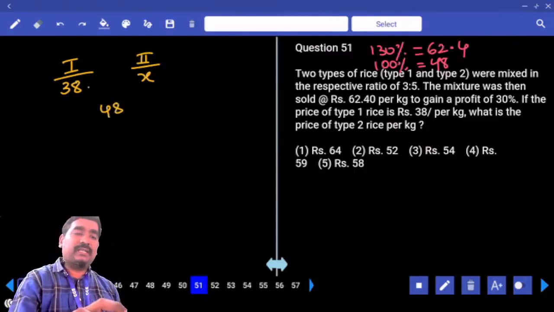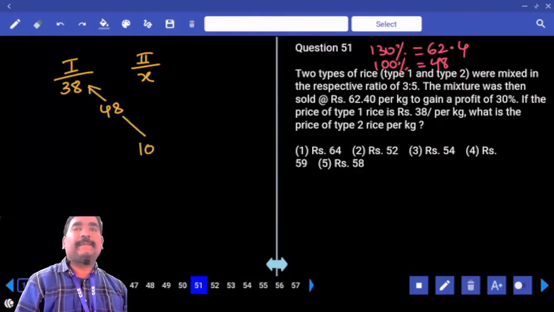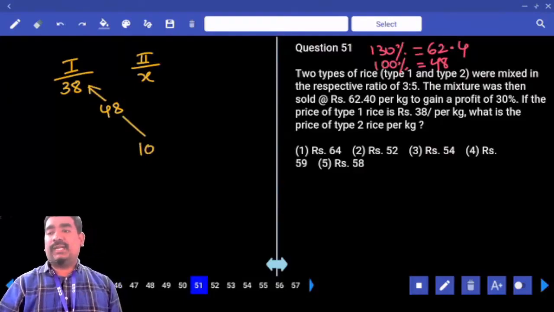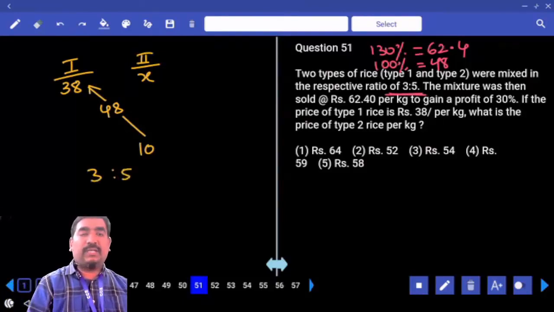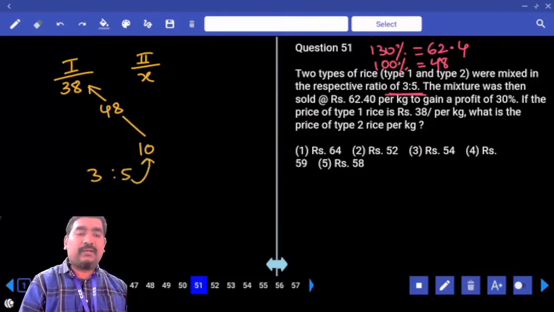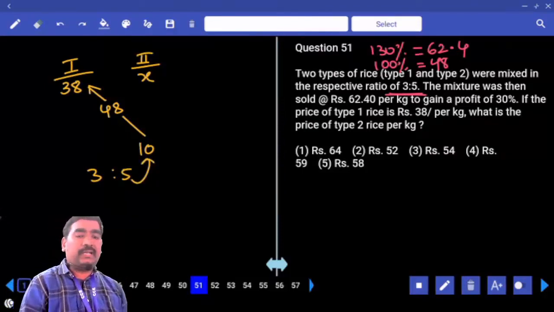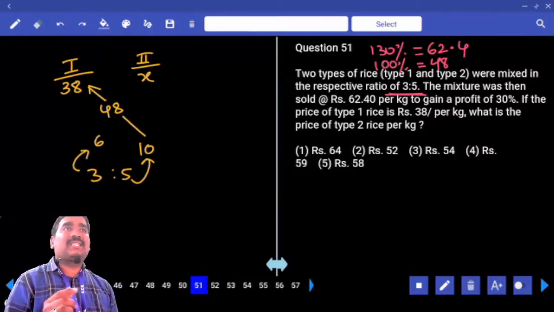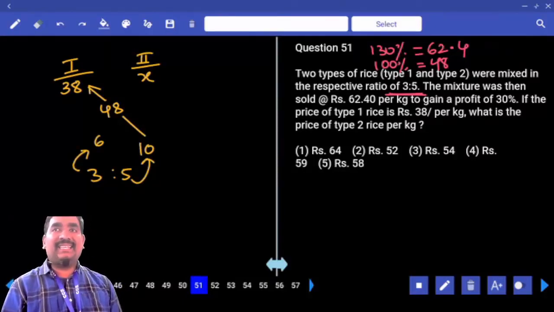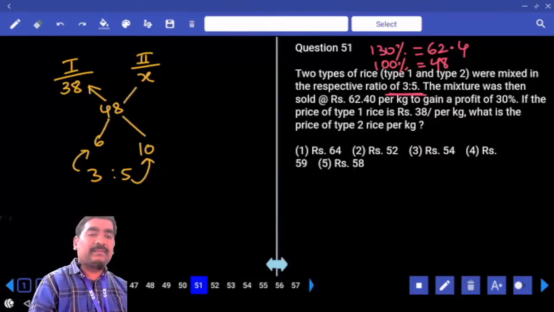Apply alligation method. What is 48 minus 38? 10. But the final ratio they given. What is the ratio given? 3:5 is the ratio they given. If 5 parts value 10, 3 parts value how much? So x is 6 more than 48. What is 48 plus 6? 50. That's your answer.